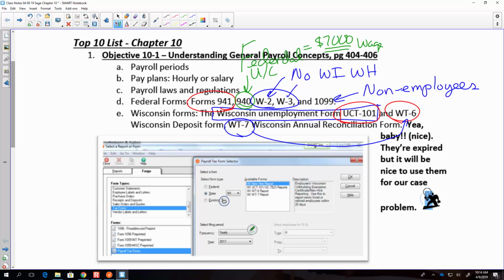So federal unemployment, the wage cap is 7. For Wisconsin unemployment, the wage cap is 14. So that's kind of how it rolls up. And we only file the 940 form once. It's an annual report, so that's why we're not covering it.